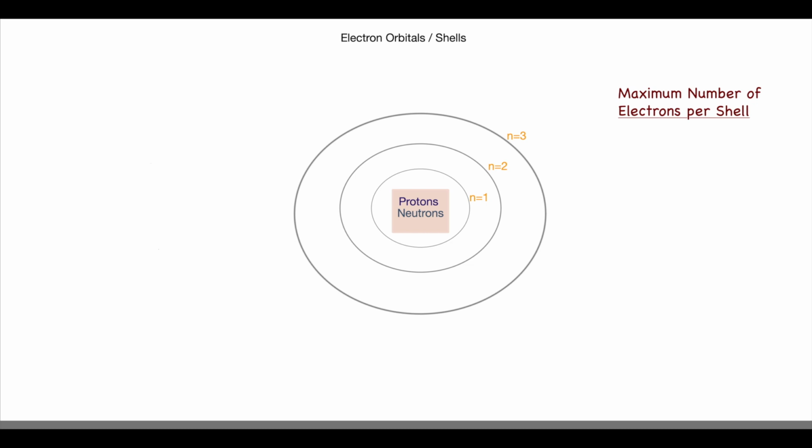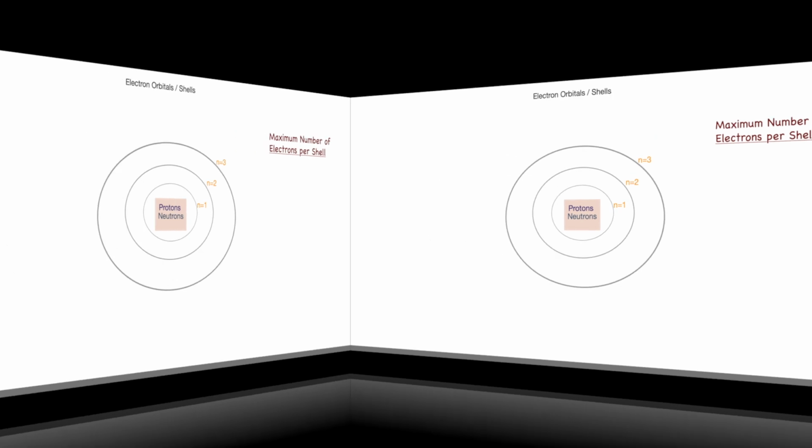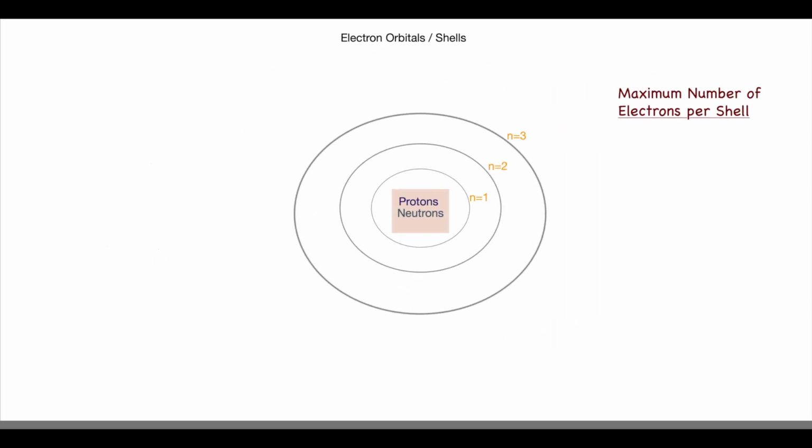Each shell can hold a maximum number of electrons. This means that at any given point, the first electron shell can hold n number of electrons, while the second electron shell can hold more electrons, and the third shell holds even more electrons than shell number 1 and 2. There's actually an equation we need to know to determine the maximum number of electrons each orbital shell can hold.